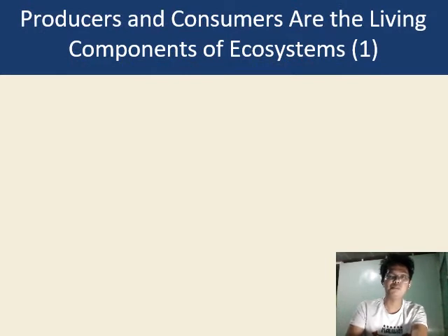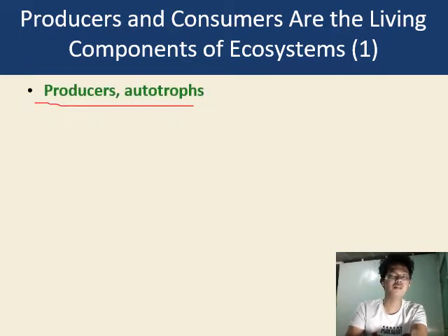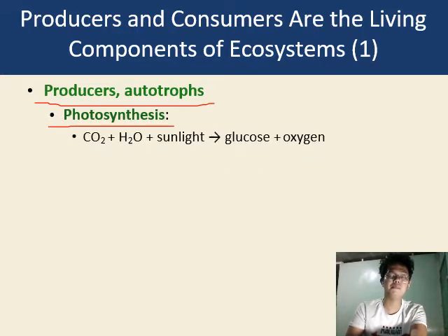Now, every organism belongs to a particular trophic level depending on its source of nutrients. So we have the producers and consumers who are the living components of an ecosystem. The producers are the ones we call autotrophs, and they are responsible for producing food. Examples of that are the plants. They produce food through the process of photosynthesis, whereby carbon dioxide and H2O, in the presence of sunlight, create food, glucose, and then oxygen.